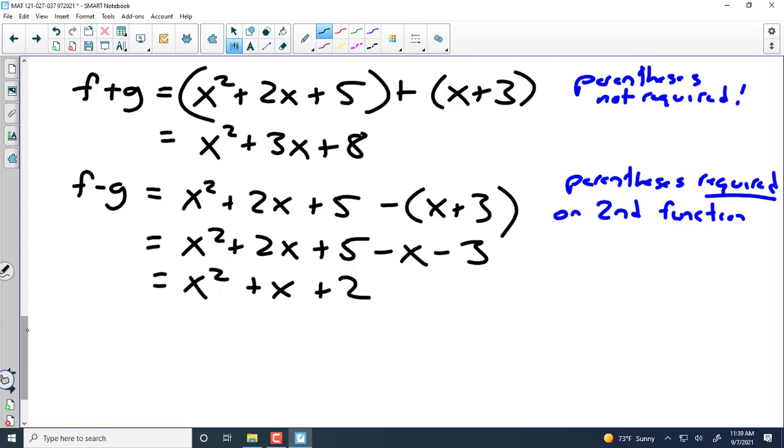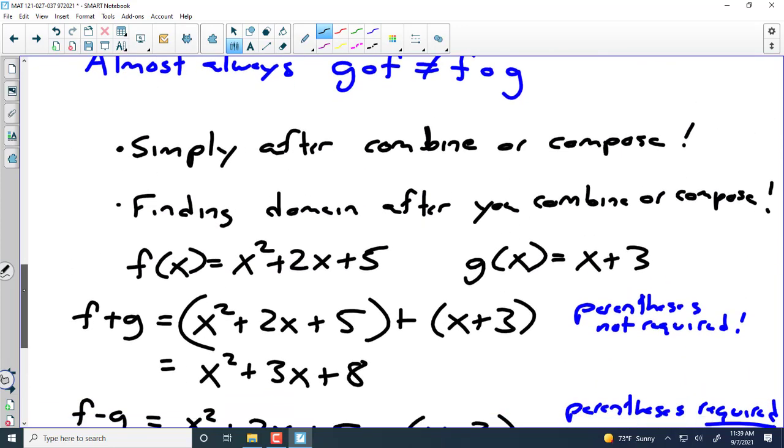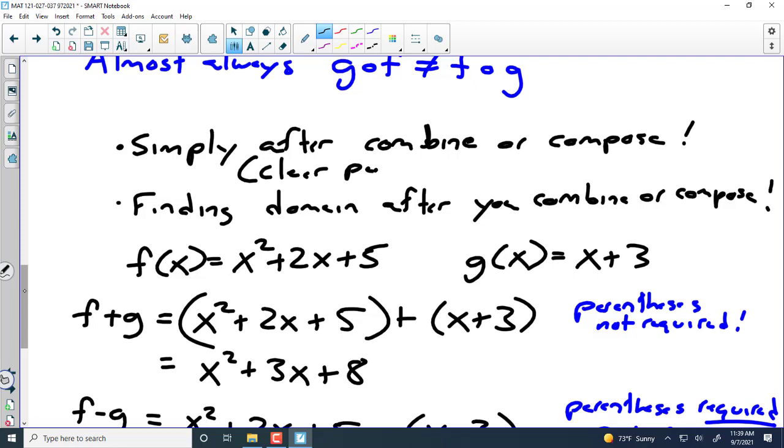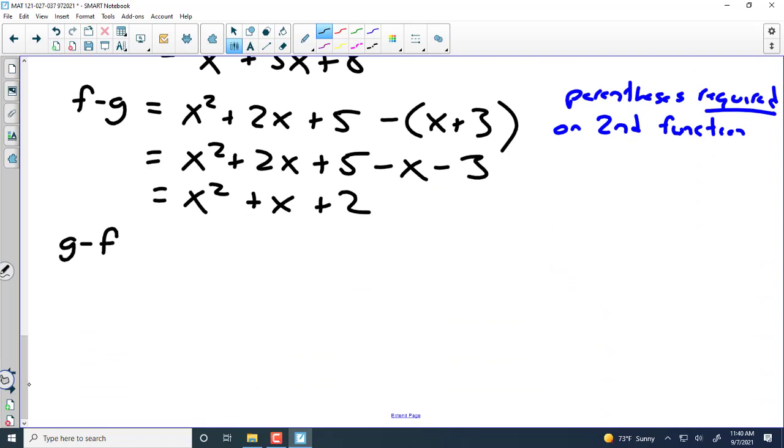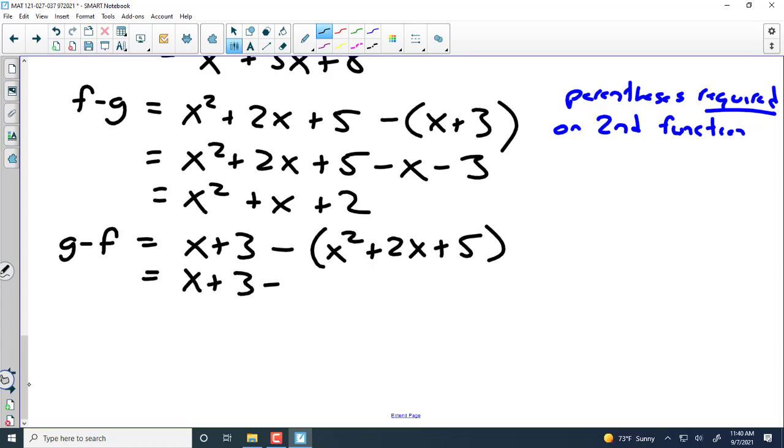Remember what simplifying means in these problems? It means clear the parentheses, collect like terms. I'll write that up here. Clear parentheses, collect like terms. And as we can see, g minus f does give a different result. So you do have to be careful to make sure you do them in the right order. Cool so far?